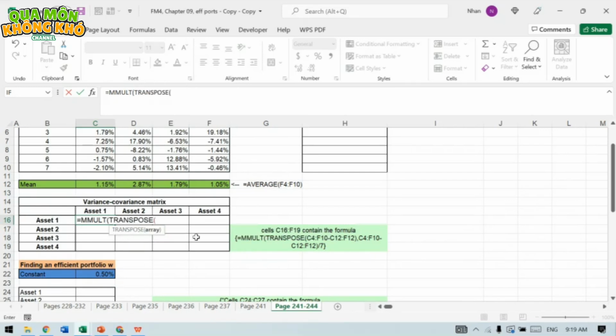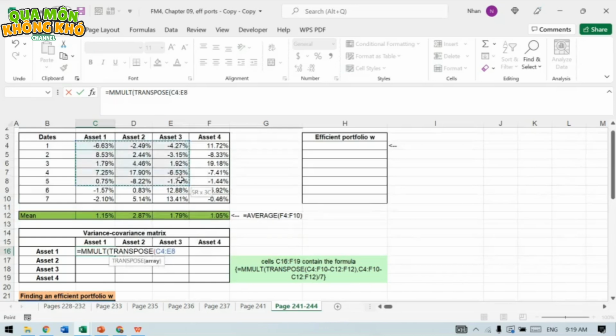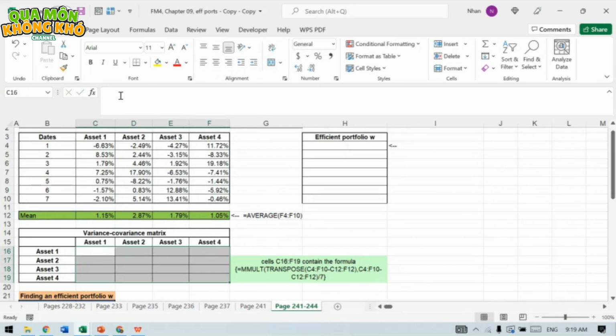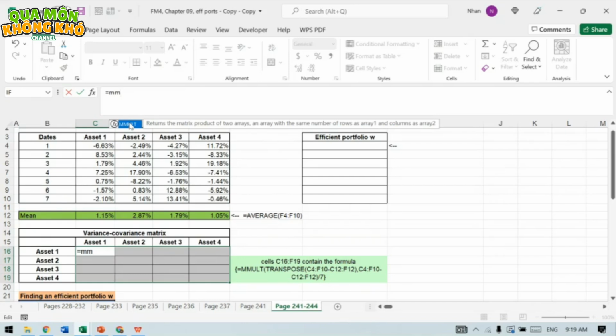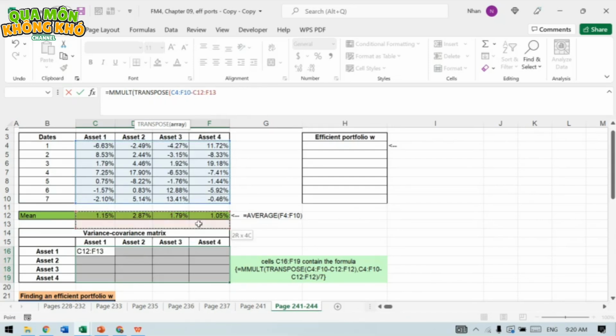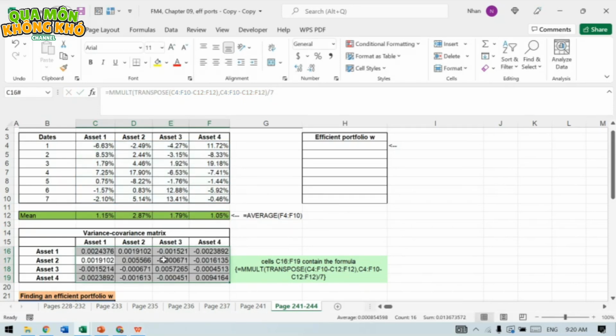Transpose of here. No, wait a minute. I need to transpose, minus C, minus. Yeah, I have the variance and covariance here.